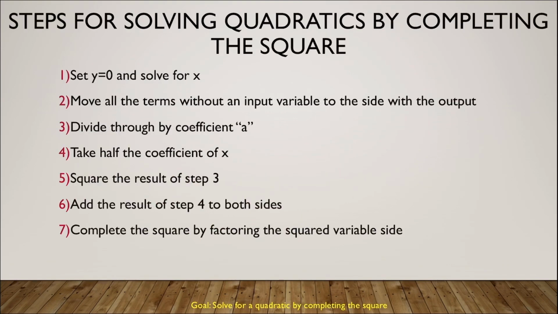We're going to mix this up a little bit. We're going to first set y equal to 0, then solve for x, which is going to be number 8. So first, set y equal to 0. 2, move all terms without an input variable to the side with the output. 3, divide through by the coefficient of a. 4, take half the coefficient of x. 5, square the result of step 4. 6, add the result of step 5 to both sides. 7, complete the square by factoring the squared variable side. And 8, solve for x. If you want to write down those steps, pause the video or go into the PowerPoint saved in Canvas.